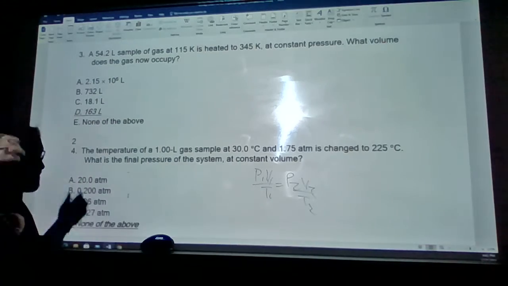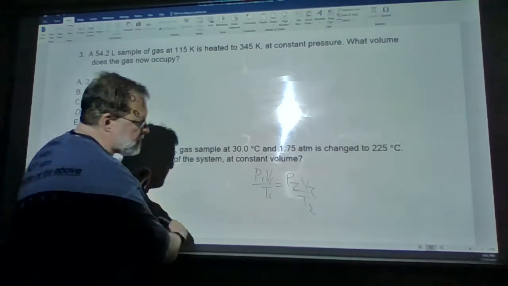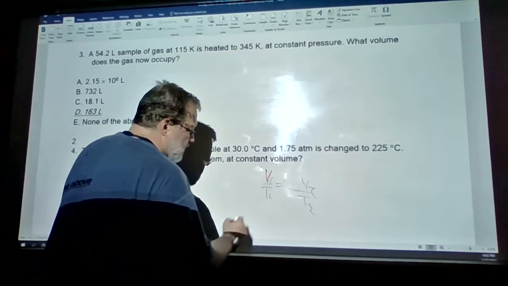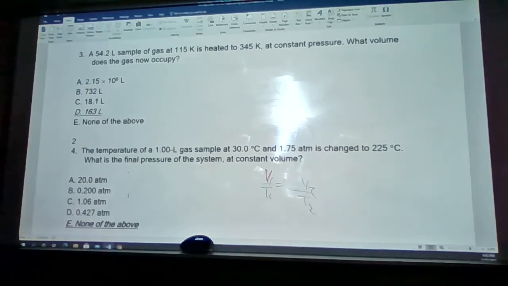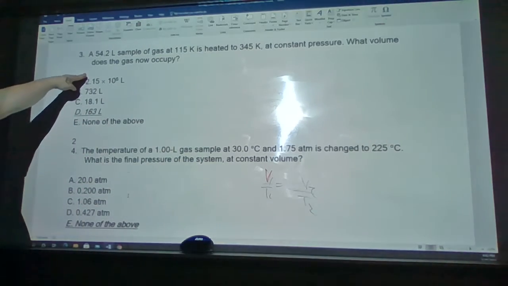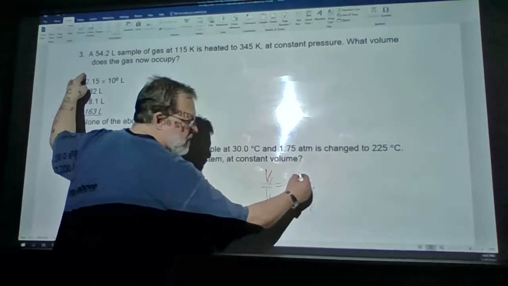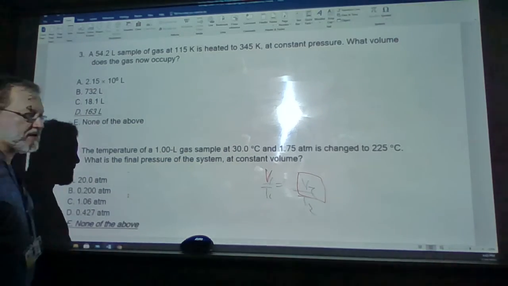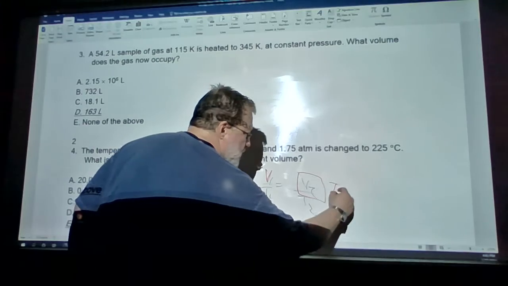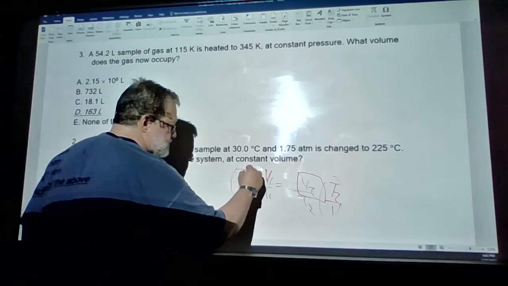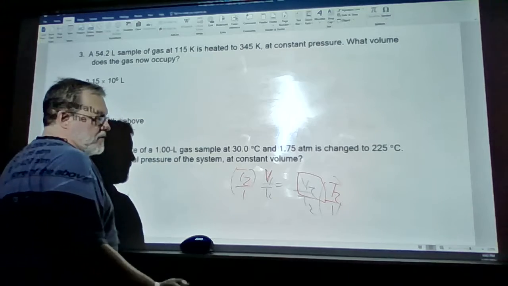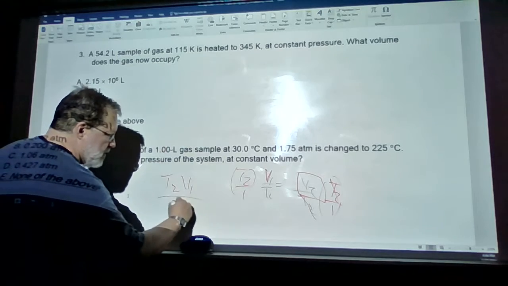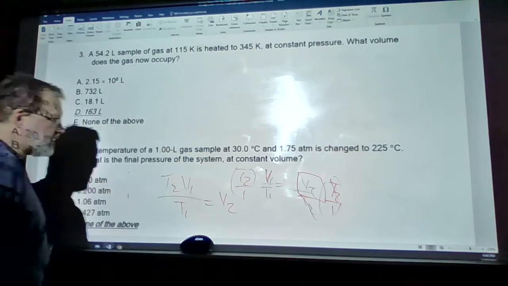The only thing we have left is the combined gas law. If pressure is constant, we have V1 over T1 is equal to V2 over T2. It's asking what volume the gas occupies after it's been heated, so we're looking for V2. We solve by multiplying both sides by T2 over 1. Whatever we do to one side, we need to do to the other. T2 on the bottom drops out, so we have T2 times V1 over T1 is equal to V2.